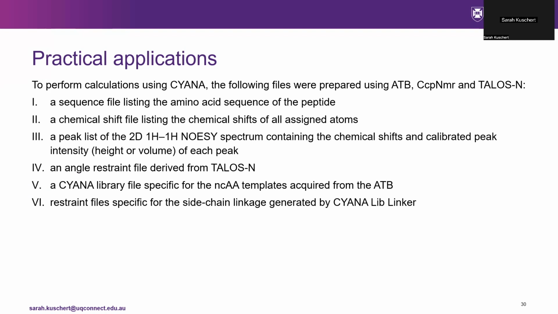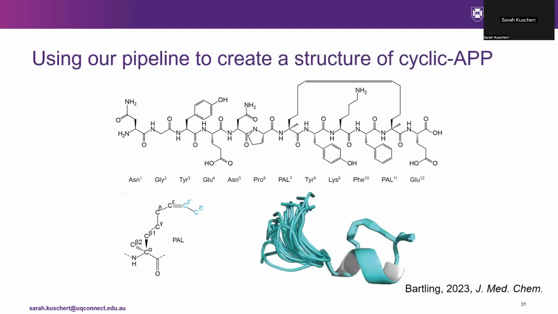So to perform the calculations in cyana, we used the usual format where the sequence file, chemical shift file, peak lists, and angle restraints were all imported to cyana. We also used our library linker and our ATB library file generator. And what we were able to do was generate a structure for them that had a link between the 7th and 11th amino acids because they were investigating specifically different forms of creating a cyclic side chain.